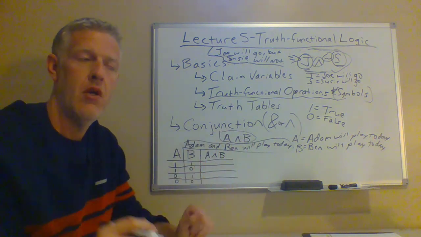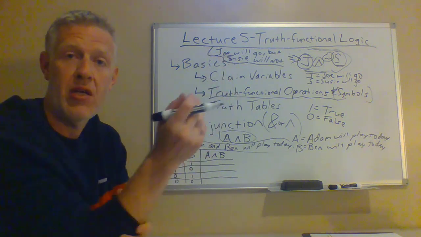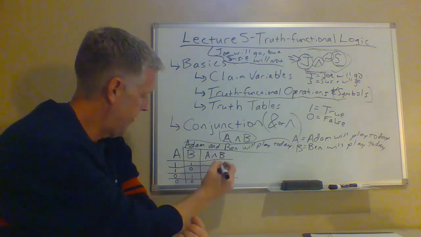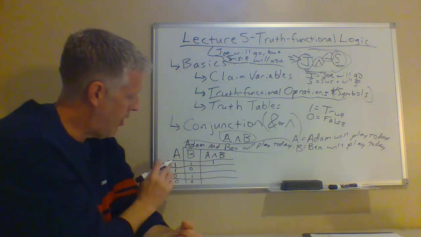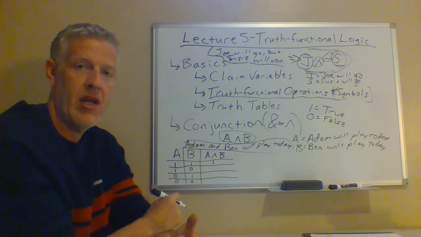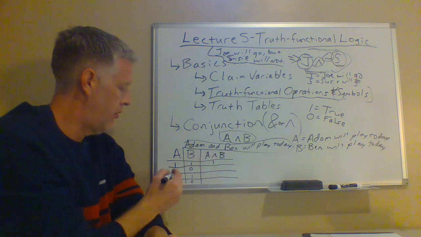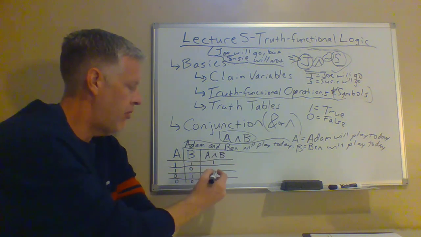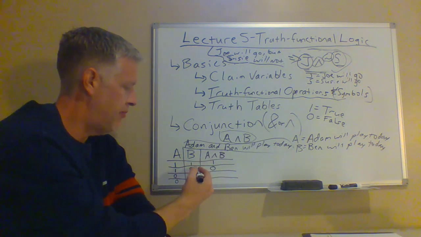Otherwise, it's false. So it's hard to make a conjunction true, you might think in the back of your mind, right? They both have to be the case. Okay, so in this first row, when Adam does play and Ben does play, well then "Adam and Ben will play today" is true as a whole. But in the scenario where Adam plays but Ben doesn't, well then "Adam and Ben will play today" is false, because Ben didn't play.